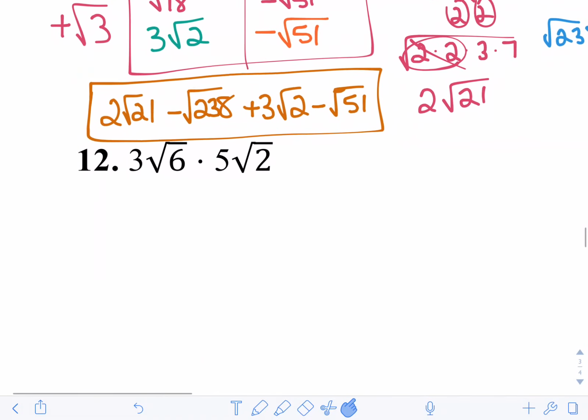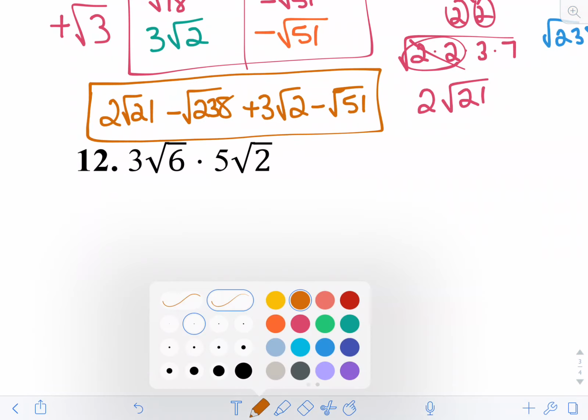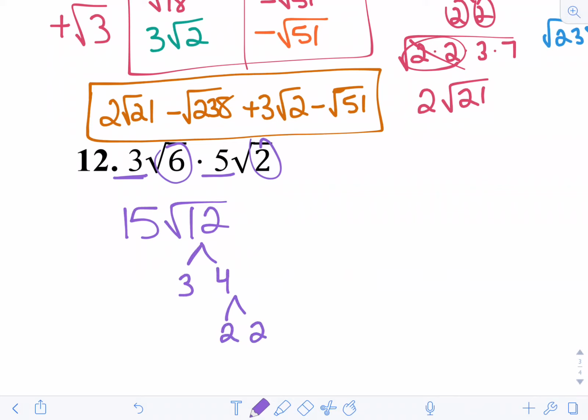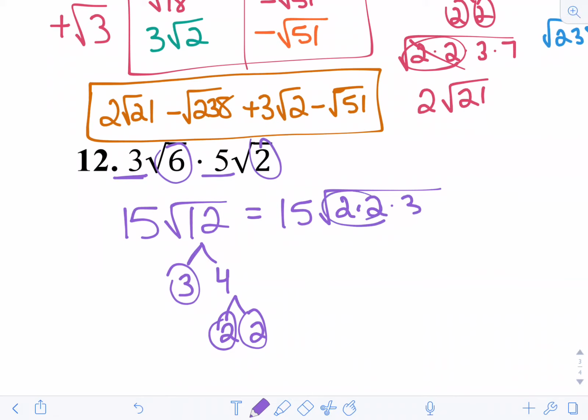All right, number 12. So again, we're going to go ahead and multiply the numbers on the outside. So 3 times 5 gives me 15. And then we'll multiply these numbers on the inside. 6 times 2 is 12. Go ahead and reduce 12. So we will have 15 on the outside. On the inside we have 2 times 2 times 3. There's a pair of 2's I can pull out. I have a square root of 3 left over. 15 times 2 is 30. So 30 square roots of 3.